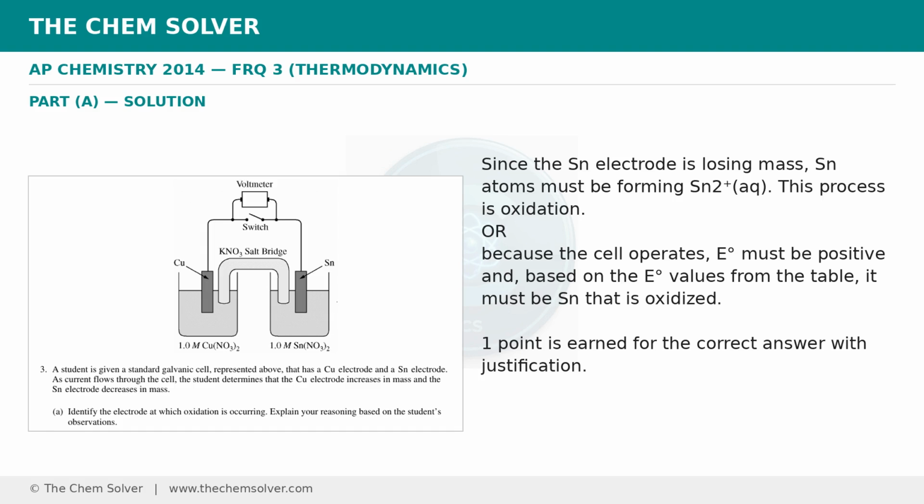This process is oxidation. Or, because the cell operates, E standard must be positive, and, based on the E standard values from the table, it must be Sn that is oxidized. 1 point is earned for the correct answer with justification.